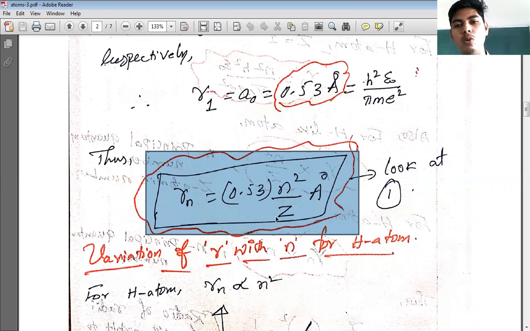Even for a hydrogen like atom, only the z value changes. For a hydrogen atom, z is equal to 1. For a hydrogen like atom, whichever it is, look below and substitute its atomic number, that's all, right? So my point is you can use this equation in general to calculate the radius of any electron orbit in a hydrogen atom. First orbit, n is equal to 1, second orbit, n is equal to 2, third orbit, n is equal to 3, and so on.